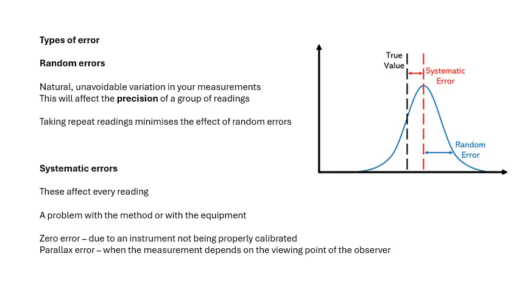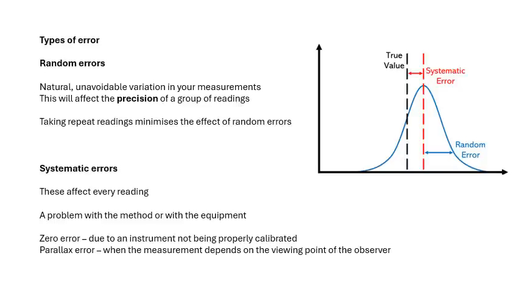Types of error. There are random errors. These are natural, unavoidable variations in your measurements. If you measure the same thing 10 times, you're not going to get exactly the same answer every time. There'll be a normal distribution of readings. They affect the precision of a group of readings. If you're talking about a group of readings, precision is how close together they are.